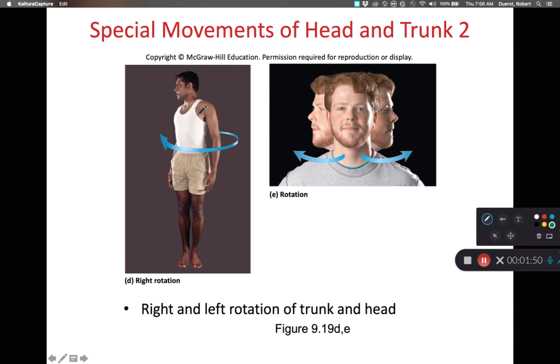We could also have rotation of the trunk. So if we look at the trunk, the longitudinal rotation is movement along the longitudinal axis. There's the longitudinal axis of the trunk. This gentleman is rotating his trunk. And then here we have the midline of the neck. And this gentleman is having rotation of his neck either to the left or to the right.